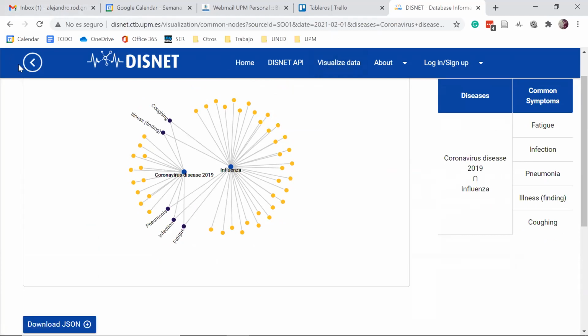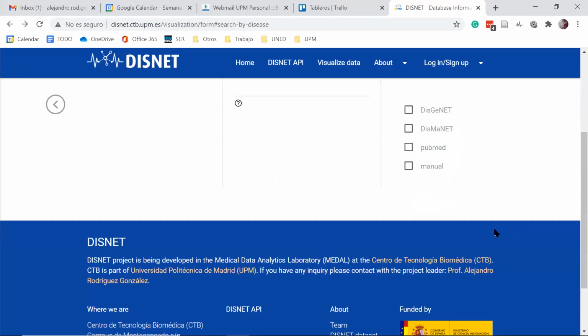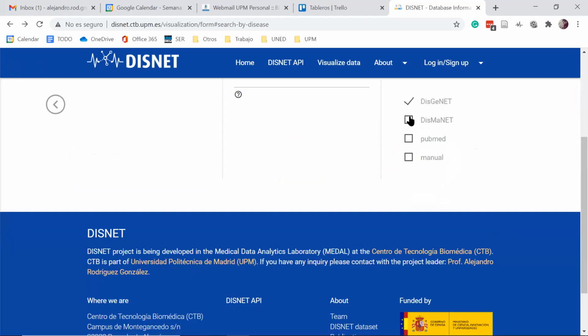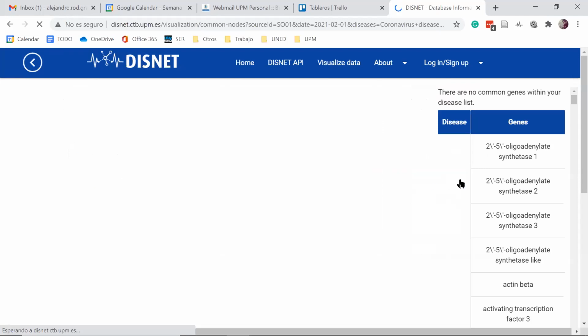There are other options in the visualization, for example, the genes in common. I don't know if it will give any result here. We can select the sources that we have for genes. I don't know, it will be something in common between coronavirus and influenza.